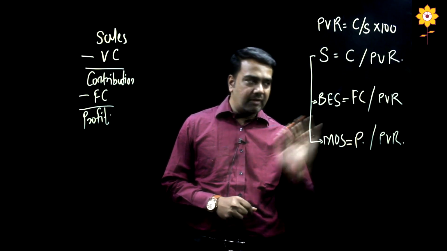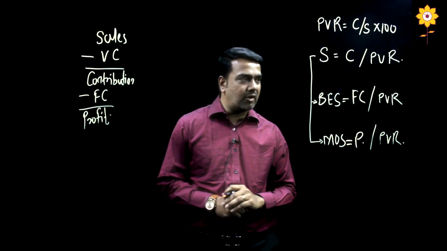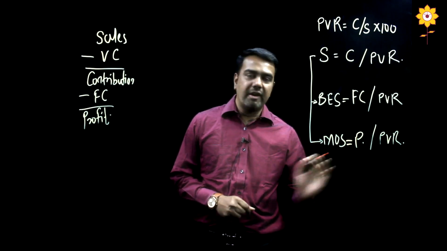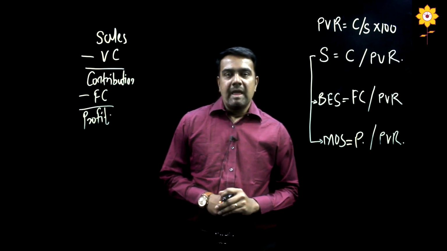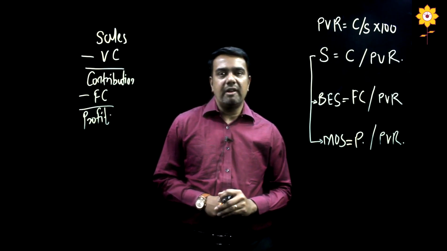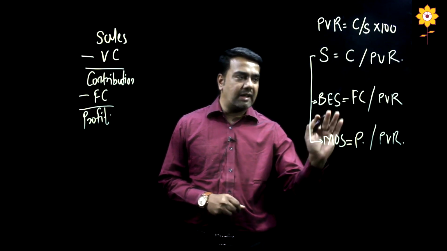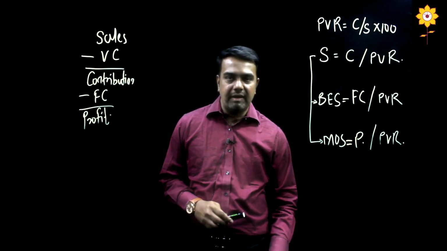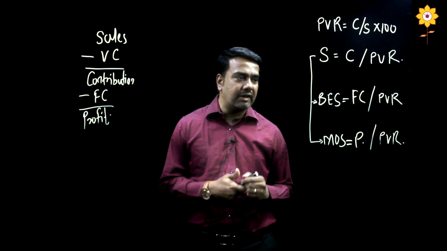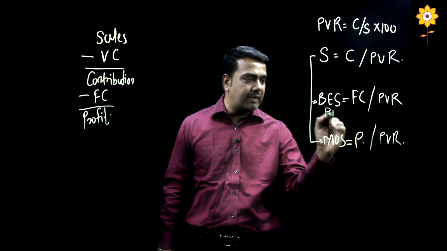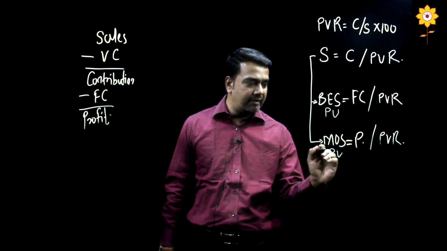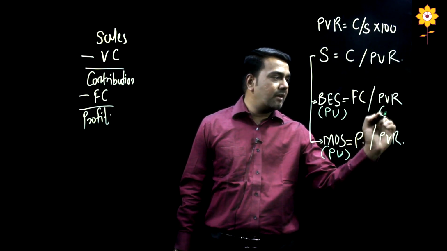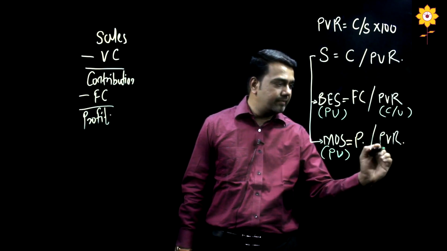If you want to calculate break even sales, it will be fixed cost divided by PVR. If you want to calculate MOS, it will be profit divided by PVR. If the data is available in units and you want the answer for break even sales in units, then you can tweak the formula a little bit and you will get the answer per unit. So if you want break even sales per unit, MOS per unit, then replace PVR with contribution per unit.